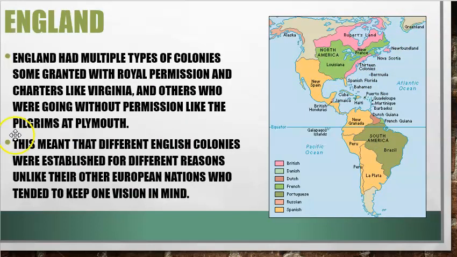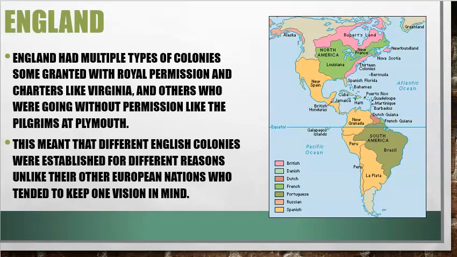And now let's talk a little bit about England. We're not going to spend too much time talking about England because we're going to spend most of this course talking about England, especially period 2 when we get into the year 1607. Just know that England settled all sorts of different colonies, some with royal permissions and charters like Virginia, and others without permission like the Pilgrims at Plymouth, who were seeking religious freedom. This meant that different English colonies were established for different reasons.